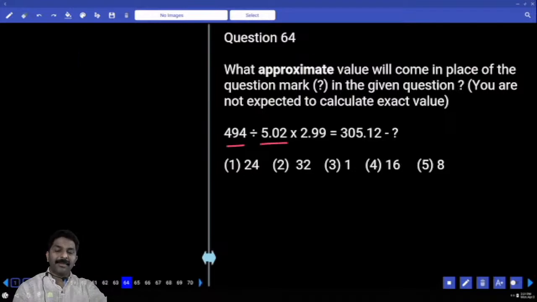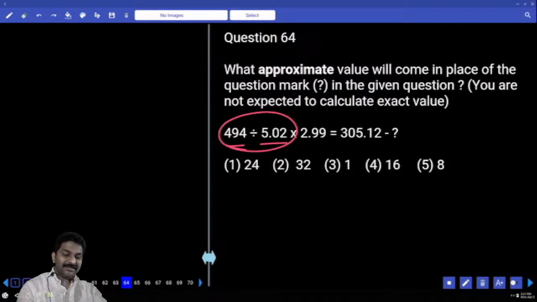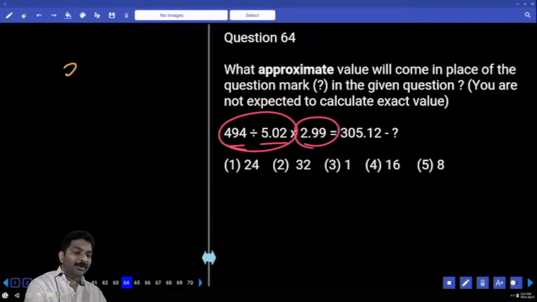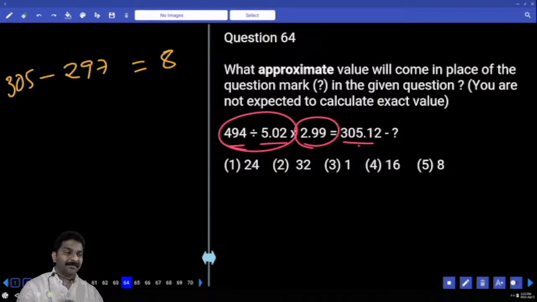495 divided by how much? If the numerator is 500 divided by 500, it is 5 less than that number, right? That means 1 is 5 less than that. That means total this is 90. Can I treat it as 1 less than 100? Into 3, 3 less than 300, 297 is equal to 305 minus x. Then x is equal to 305 minus 297. Answer 8.